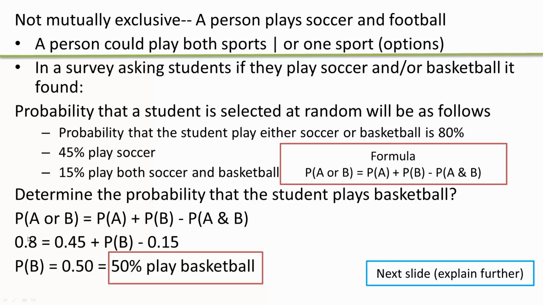So 0.8 is equal to 45% plays soccer, so 0.45. We don't know the probability that they play basketball, so we can say plus P(B). And we know that the probability that they play both sports is 15%, so minus 0.15. So isolating P(B), you would get 50%. And in the next slide, we will solve this visually.